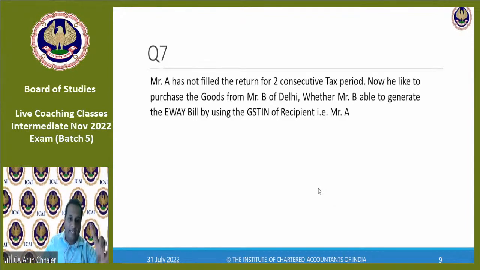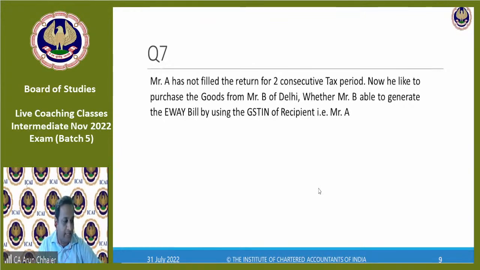The answer would be yes, it can be generated. B, who is a compliance party, can generate the e-way bill for Mr. A because Mr. A is the recipient who is the defaulter. After the amendment, which is applicable for the November 22 exams, considering the amendment, the answer is yes, the e-way bill can be generated for Mr. A who is a defaulter.